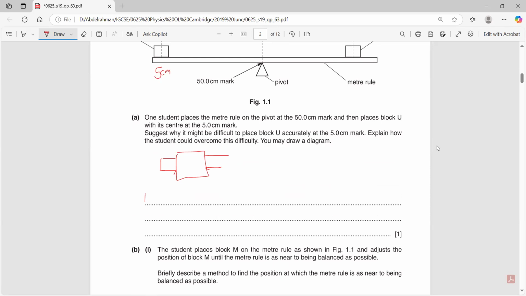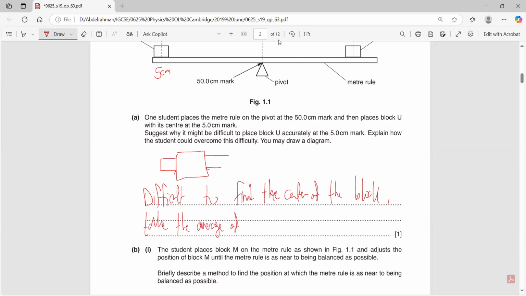So it's quite difficult to find the center of the block. How can I find the center of the block? By the average method. Take the average of the readings before and after the block. That's it. To have reading 1 and reading 2, and then you need to take the average of these readings.